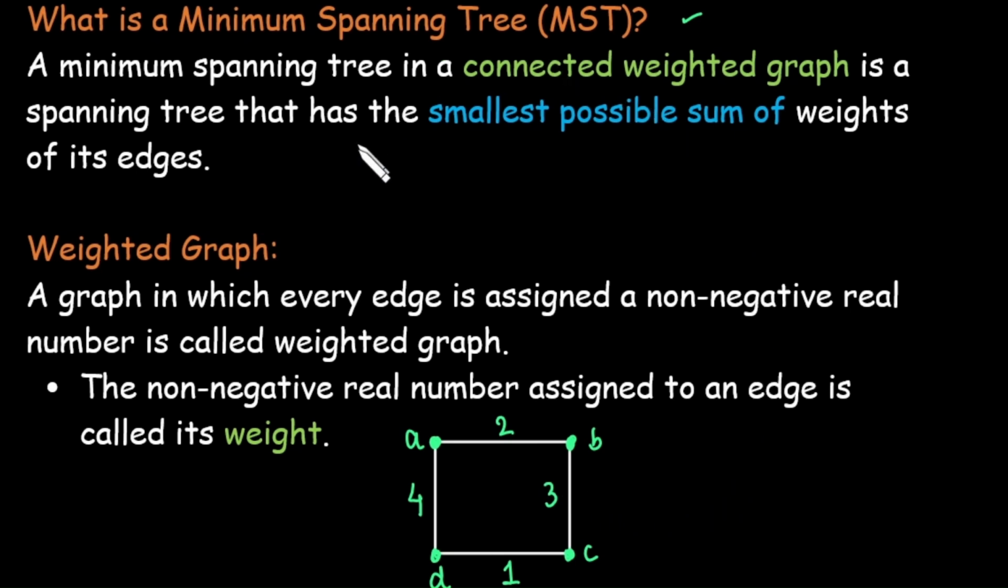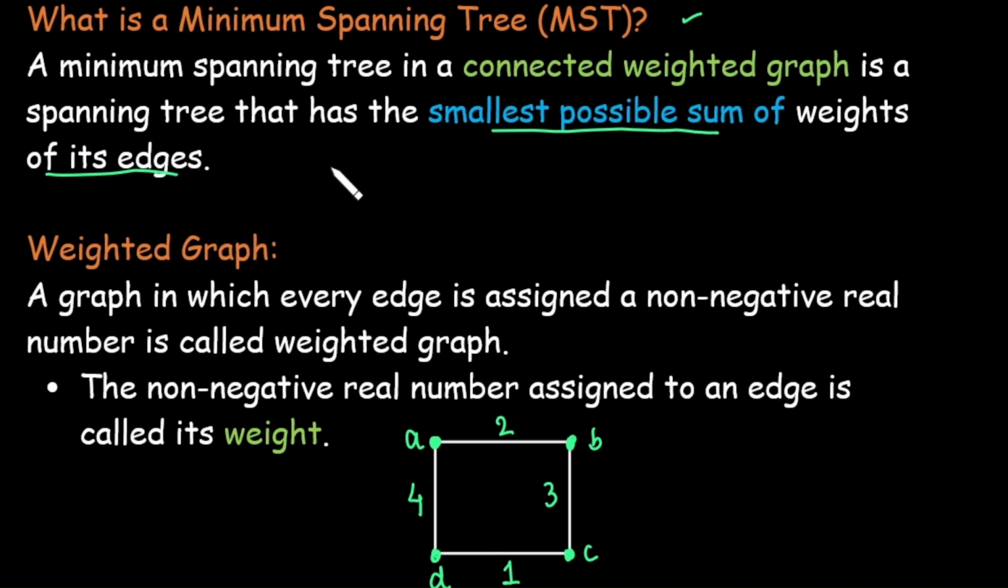Now moving towards the definition of minimum spanning tree. Suppose we have connected weighted graph, a spanning tree that has the smallest possible sum of the weights on its edges, that is called as a minimum spanning tree. Means first we need to find the spanning tree.